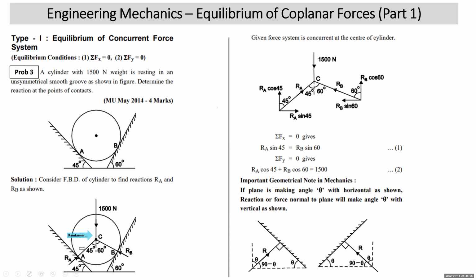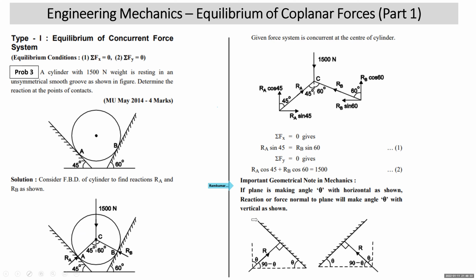So here this reaction RA is towards the body. Reaction RB will also be towards the body. The next question arises: how do we arrive at their angles? We understand that these reactions will pass through the center of the cylinder. RA and RB both will pass through the center of the cylinder. But what angle will RA or RB make with the horizontal? For that I have drawn an important geometrical note.